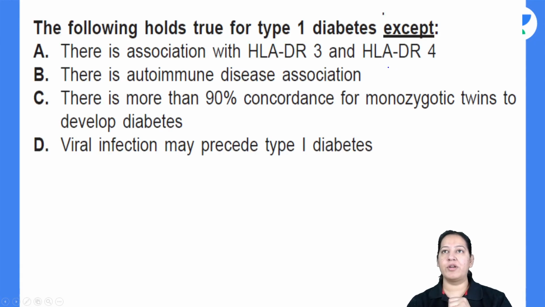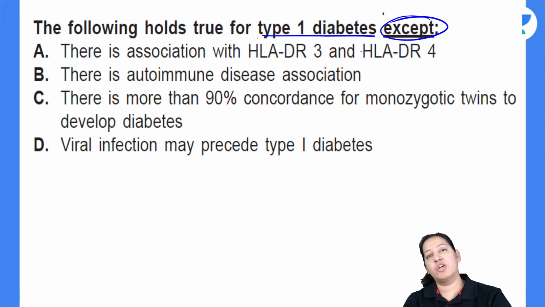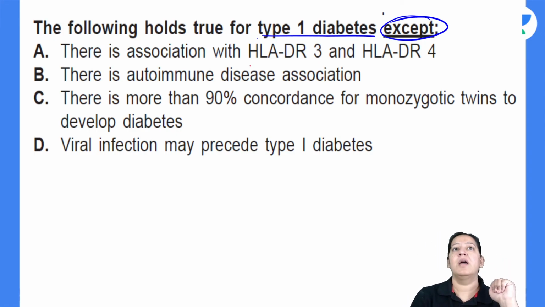What is the correct answer according to you? You can write your answer in the comment box. The following holds true for type 1 diabetes, except. The question is asking about except. Let me read the four options. It is associated with HLA DR3, DR4.